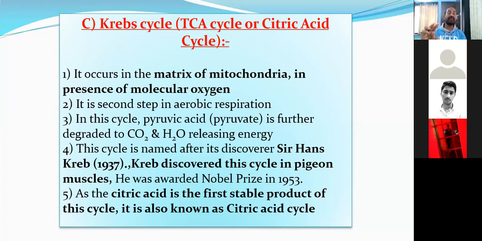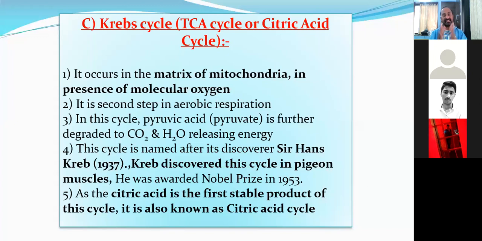What do we do with this acetyl group? That will be the Krebs cycle. So it occurs within the matrix of mitochondria, in presence of molecular oxygen, which acts as a terminal oxidant, the last electron acceptor. In olden days, it was considered as the second step of aerobic respiration, but now we know step 1 is glycolysis, step 2 is acetylation, step 3 is the Krebs cycle.